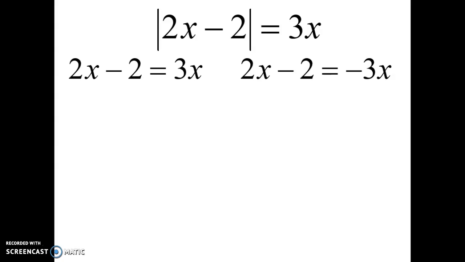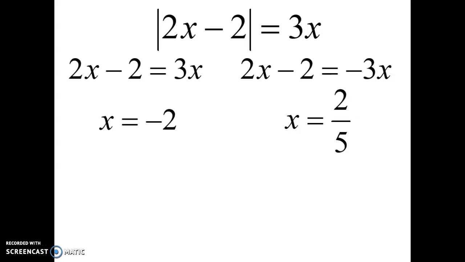All right, we solve both of these. So you're going to get the x's on one side, and then you're going to solve for the variable. All right, so take a moment, solve both these equations, see what you come up with. Okay, hopefully you're back and we're ready to go. You're going to find out that x is going to equal negative 2, and x is going to equal 2/5.